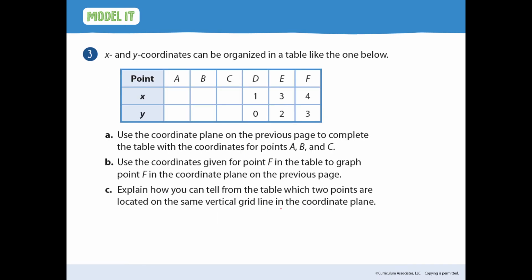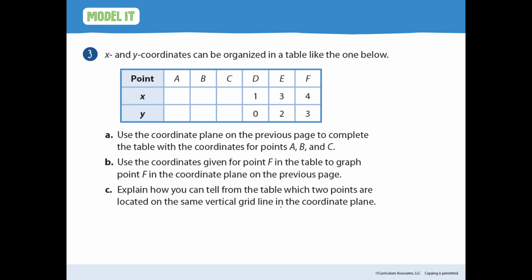Number 3. X and Y coordinates can be organized in a table like the one below. Letter A. Use the coordinate plane on the previous page to complete the table with the coordinates for points A, B, and C. Letter B. Use the coordinates given for point F in the table to graph point F in the coordinate plane on the previous page. Letter C. Explain how you can tell from the table which 2 points are located on the same vertical grid line in the coordinate plane. Please pause and do letters A, B, and C, and then press play to check.